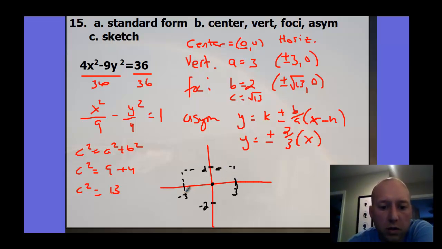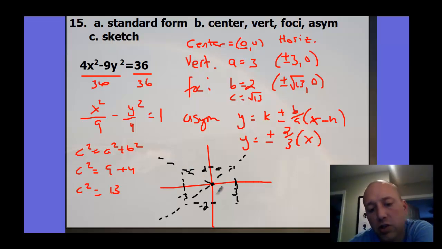But you can see the slope is going to be that 2/3, which is part of the asymptotes, the equation we got, which creates these diagonals. The whole point of these diagonals is just to help us sketch it so we know what we are approaching. And so it's horizontal.